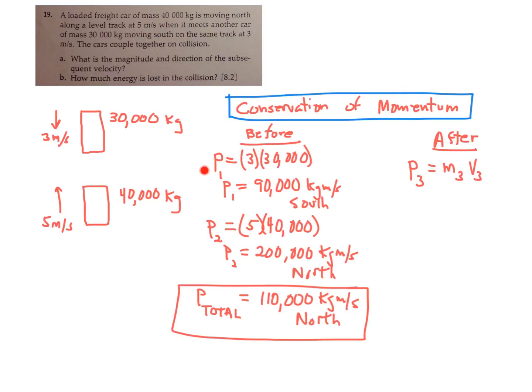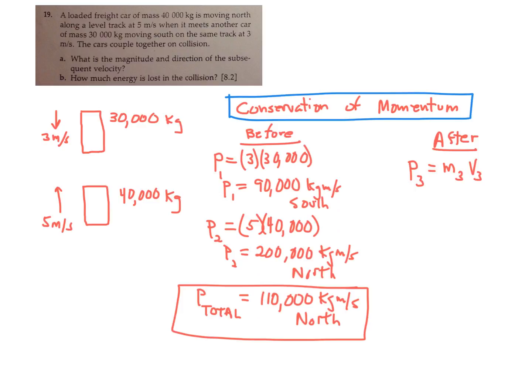We have the 30,000 kilogram car traveling south at 3 meters per second, so 3 times 30,000 is 90,000 units of momentum southward. The other car, 5 times 40,000, all standard units there, has a total momentum of 200,000 kilogram meters per second north. In this case, we don't care about the change in momentum of either car specifically. We're looking at the total momentum here. Total momentum is 110,000 units north.